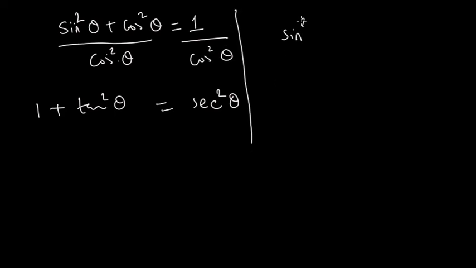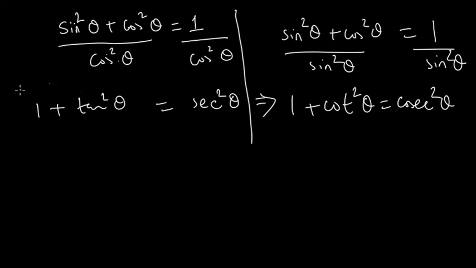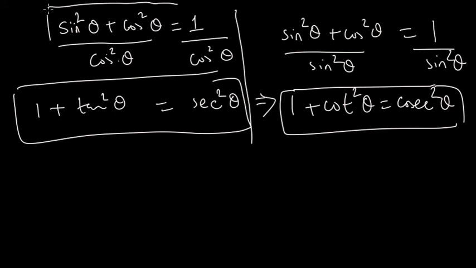Similarly, if I divide this equation by sine square theta, then it will look a little bit different, right? Before, I divided sine square theta plus cos square theta equal to 1 by cos square theta. Now I divide sine square theta plus cos square theta by sine square theta. What I get is 1 plus cos by sine squared, which is cot, right? So it is equal to cosec square theta. These are the three basic formulas for trigonometry.